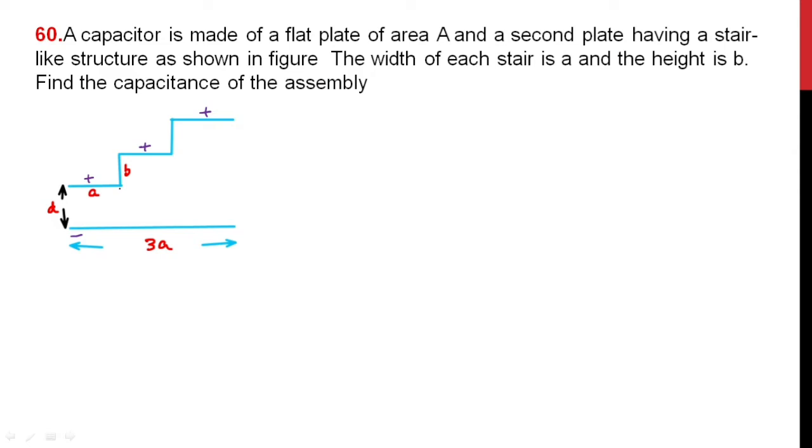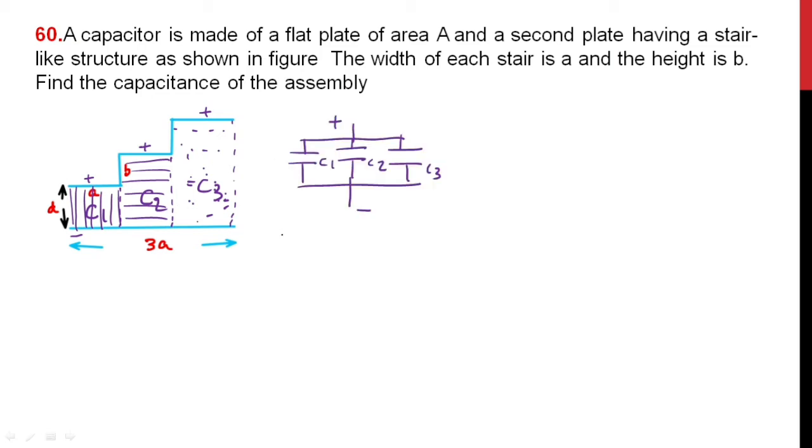Which are the three capacitors? One is this capacitor, this is another capacitor, and this is the third capacitor. Let's call the capacitances C1, C2, and C3. You can see here these three capacitors are connected in parallel.